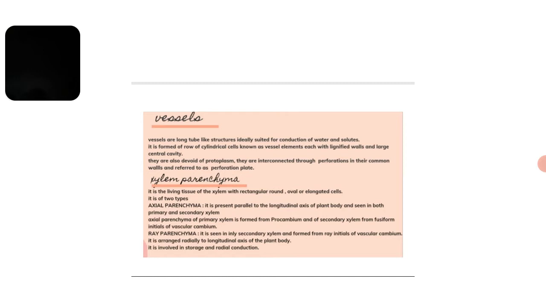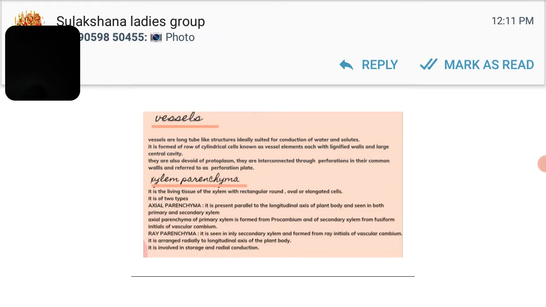One is the simple perforation. It possesses a single large perforation. Okay, simple contains a single one, that's why it is called simple. The second one is the multiple perforation. It possesses more than one perforation. Such perforation plates are of three types: scalariform perforation plate, reticulate perforation plate, and ephedroid or foraminate perforation plate.